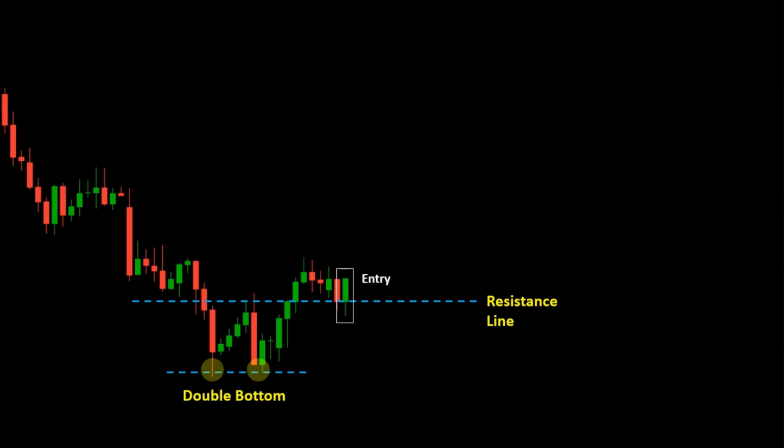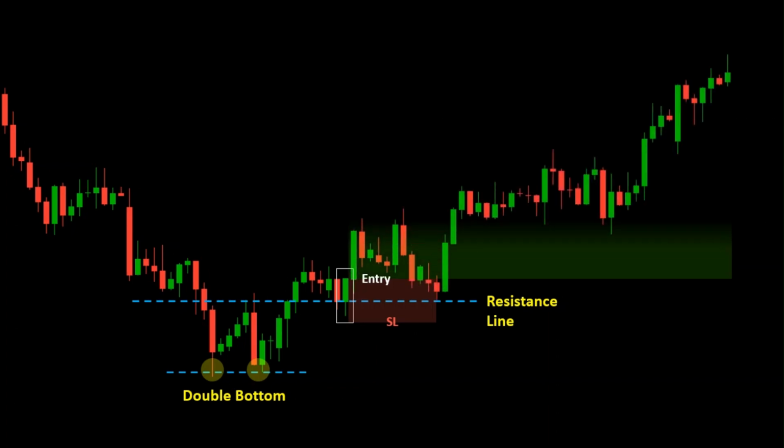Place your stop loss just below the low of the confirmation candle to manage risk. Set your take profit near the next key resistance area to secure potential gains.